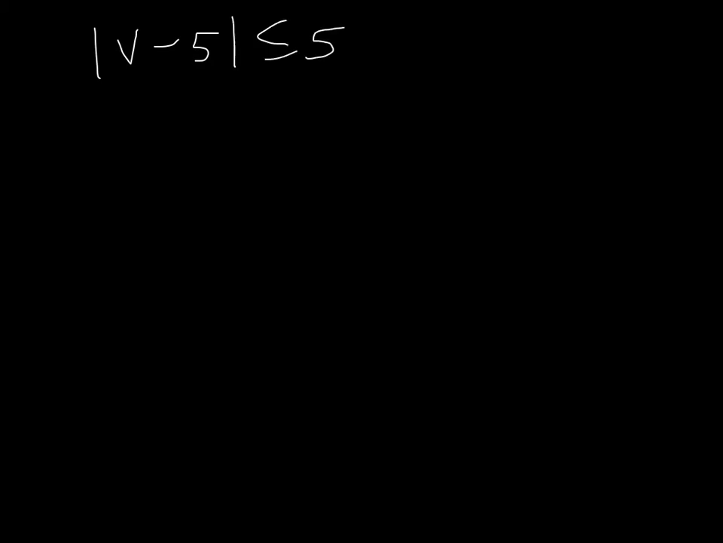Now, this is different than the last problem, because the last problem had subtract 16 outside of the absolute value. Now we're inside. But on all of these problems, the first step is isolate the absolute value. That is done in this case. So now the second step is to split it into two inequalities. On the left-hand path, I just dropped the absolute values. I've got v minus 5 is less than 5.